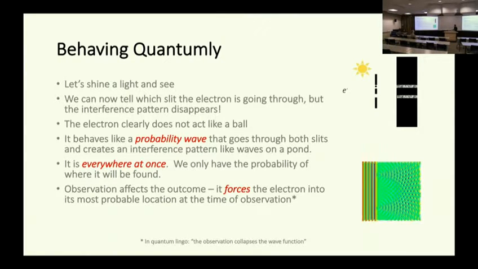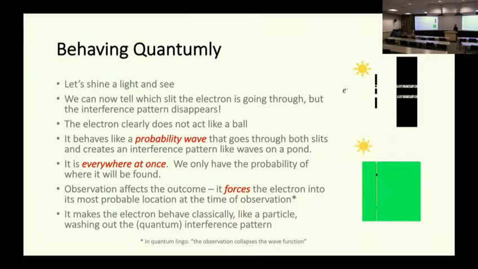And as we have seen, observation actually affects the outcome. What it does, it forces the electron into its most probable location at the time of observation. Or in quantum lingo, the observation collapses the wave function, and that gets into the mathematical aspects of quantum mechanics that we need to go into.